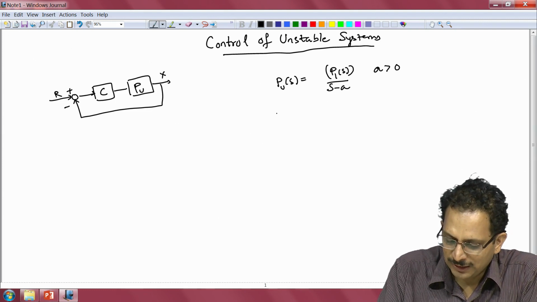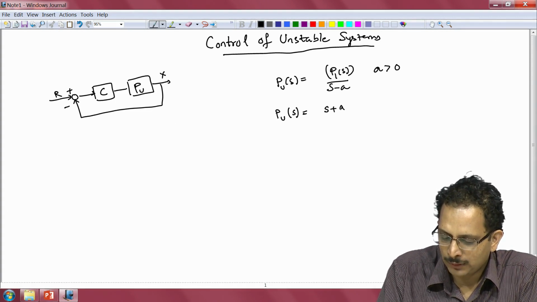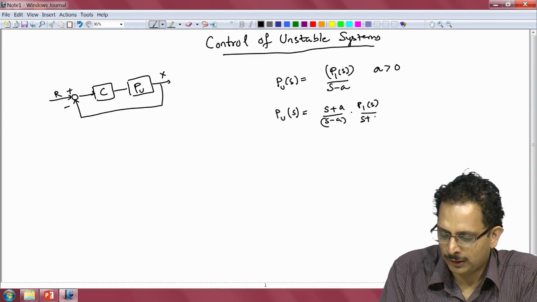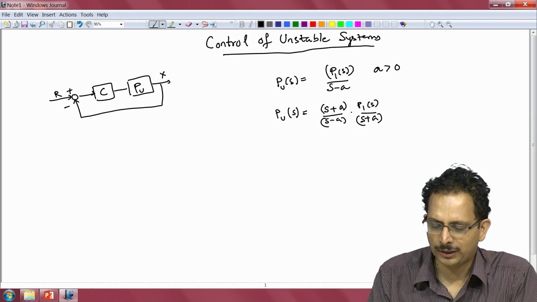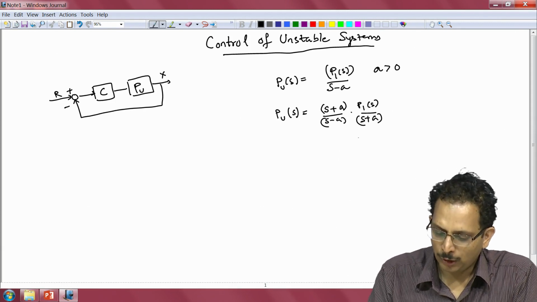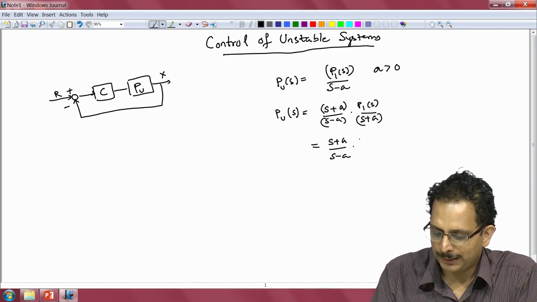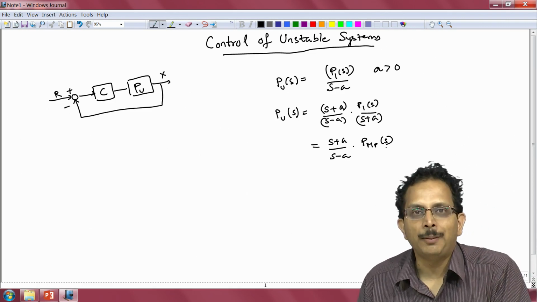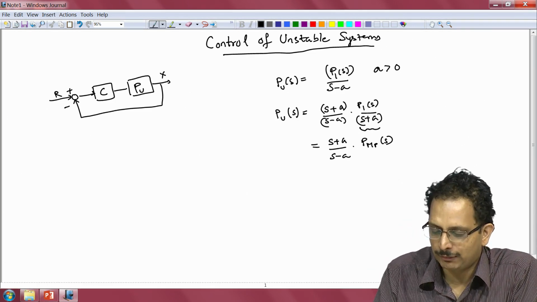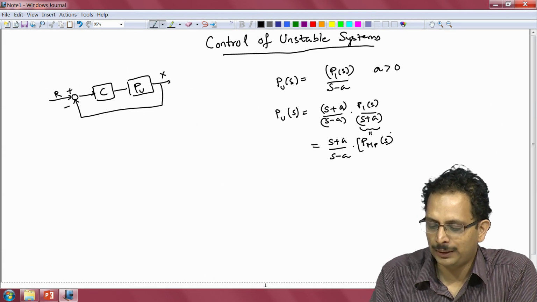So to start with, let me write out the plant transfer function Pu of S as S plus A by S minus A times P1 of S by S plus A. So in other words, I have multiplied and divided the right hand side with the same term, namely S plus A, so the right hand side remains unaffected, but now I can rearrange the right hand side as S plus A by S minus A times Pmp of S, where Pmp of S represents a minimum phase transfer function, and it is essentially given by P1 of S by S plus A. So P1 of S by S plus A essentially is the term Pmp of S.